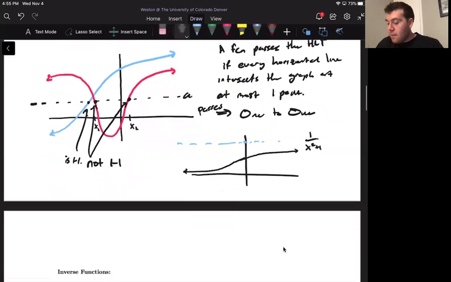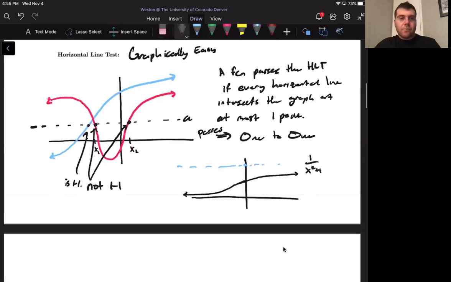All right, so that's it for one-to-one functions, but we'll be seeing their role in inverse functions in the subsequent videos. Practice some practice problems, especially just trying to find functions that pass the horizontal line test and don't pass the horizontal line test.